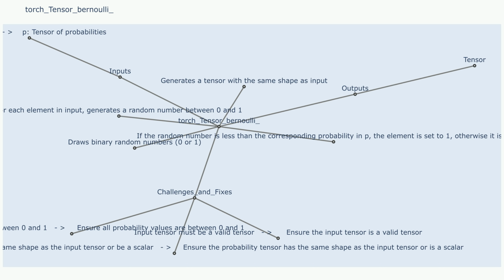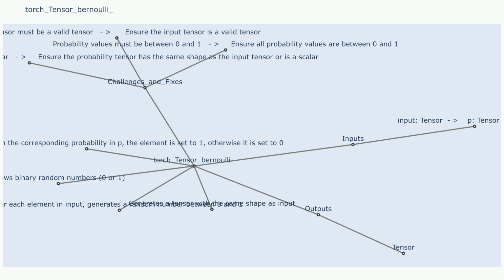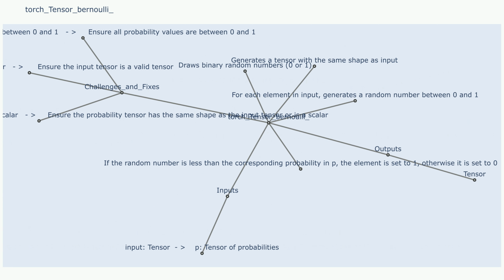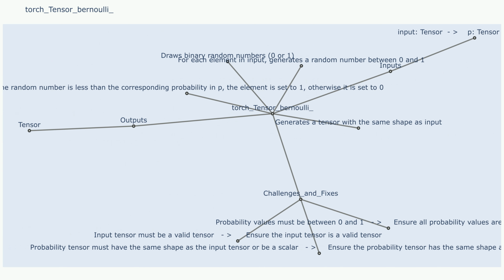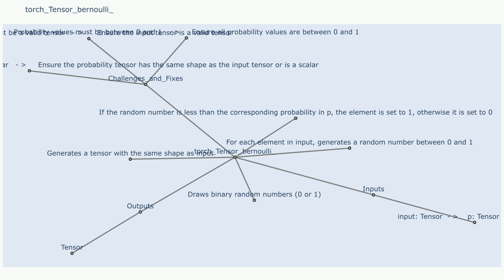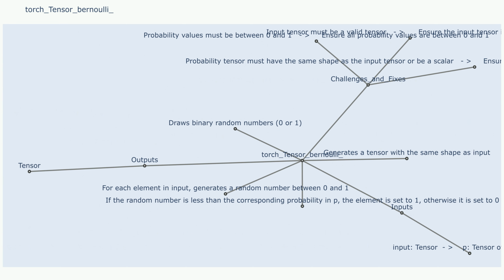Torch tensor Bernoulli. Description: the Bernoulli method in PyTorch performs an in-place Bernoulli distribution sampling operation on a tensor. It replaces each element in the input tensor with a random sample from a Bernoulli distribution with the specified probability p. Inputs: p, a tensor of probabilities ranging from 0 to 1 for each element in the input tensor. Generator, optional: a torch generator object to use for drawing random numbers.